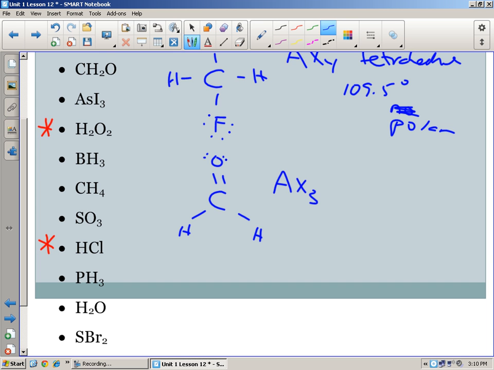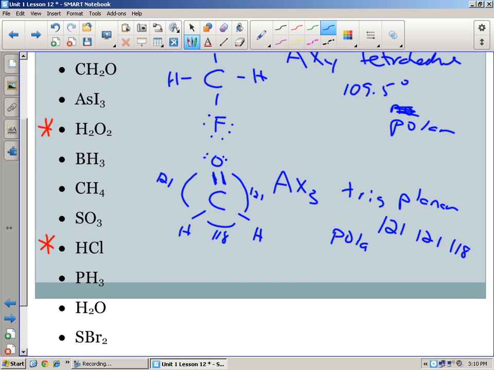This is AX3. This is trigonal planar. This is 121, 121, and 118, right? Because of the double bond, more pairs of electrons are pushing a little bit more. So that opens this up slightly, which means that has to shrink. Regardless, whether that's the case or not, you don't have all the same X's here, so this is most certainly, once again, a polar molecule.